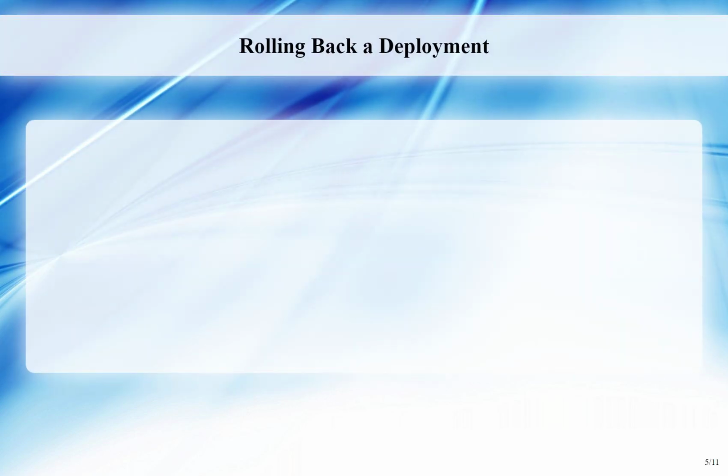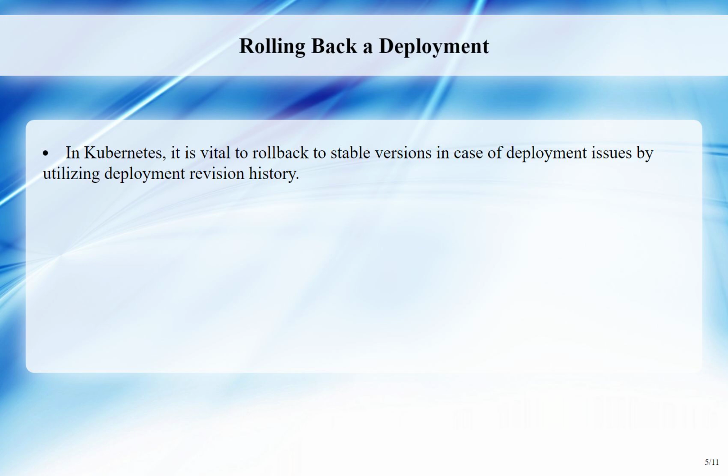Rolling back a deployment. When managing deployments in Kubernetes, it is important to be able to roll back to previous stable versions in case of issues such as crash looping. The system keeps a history of all deployment revisions, which are created when changes are made to the deployment's pod template, such as updating labels or container images.